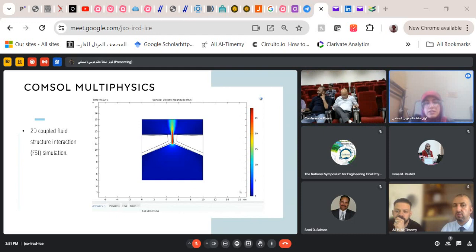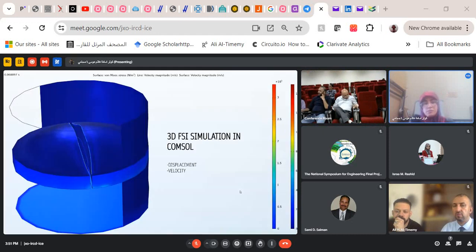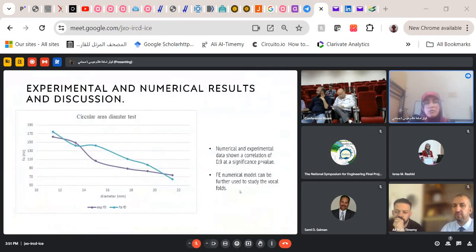A 2D study is carried out, then a 3D study is carried out to more specifically see the deflection patterns, as you can see in this result, and also to see the velocity distribution profile over it. Then the results of the frequency are recorded with each parameter. As you can see, this is the graph of the result of the experimental and numerical setup that demonstrates the change of the deflection frequency and the sound frequency along with changing the diameter.